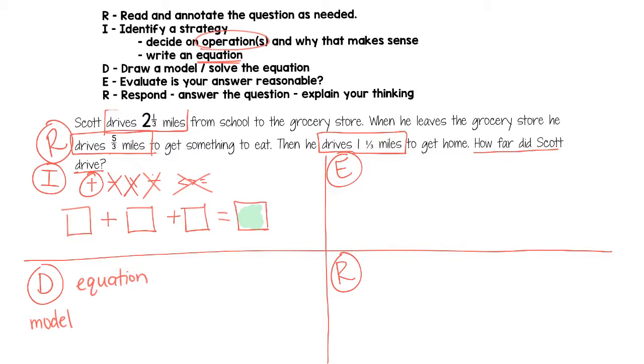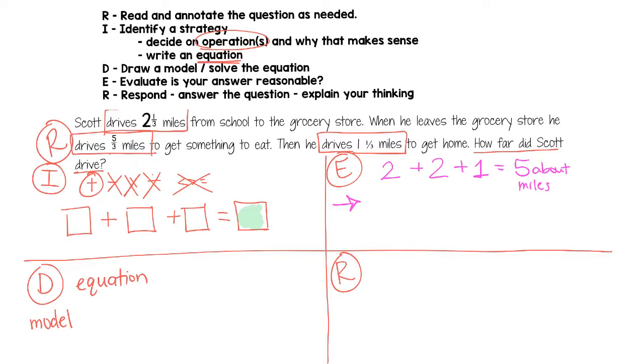So we could say, well, he drove about 2 miles to begin with. Then he drove 5/3 miles. I know that 6/3 is almost 2, so I'll say, yeah, and then he drove about 2 miles. And then 1 1/3, that's about 1 mile. So he drove about 5 miles. If my answer is close to 5 miles, then my answer would be reasonable. I'm going to explain that here. Pause the video to do that.